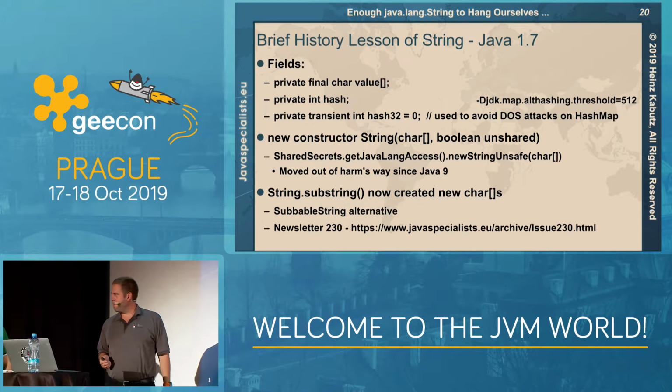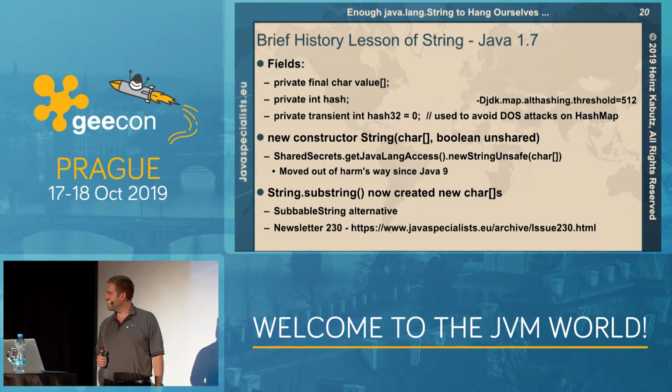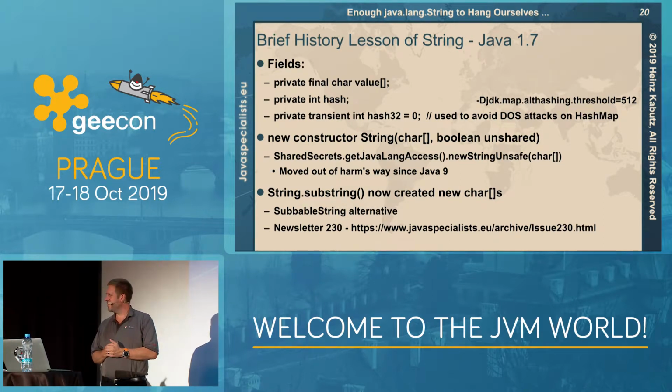But Java is not the only runtime, right? V8 had the same. It started with substring sharing the array, then they removed it because it's a memory leak, and then people would complain that the benchmarks are bad, so they would put it back. At least in Java, they didn't put it back.